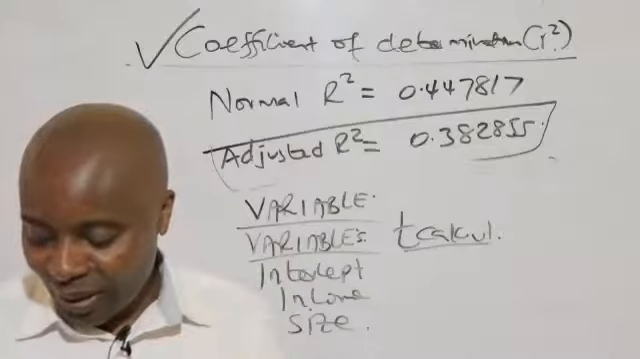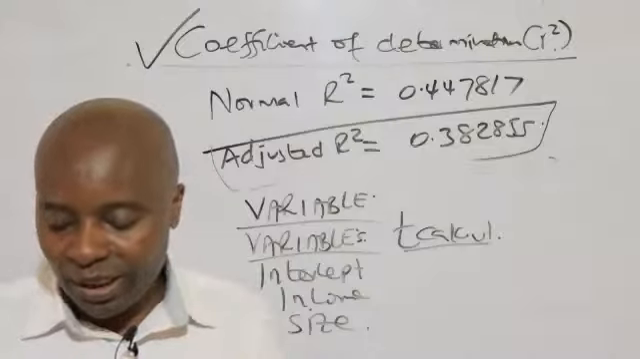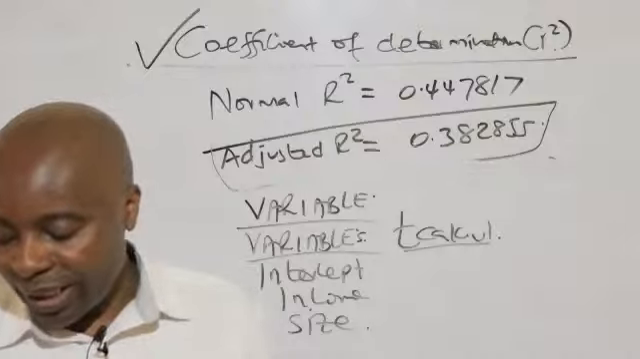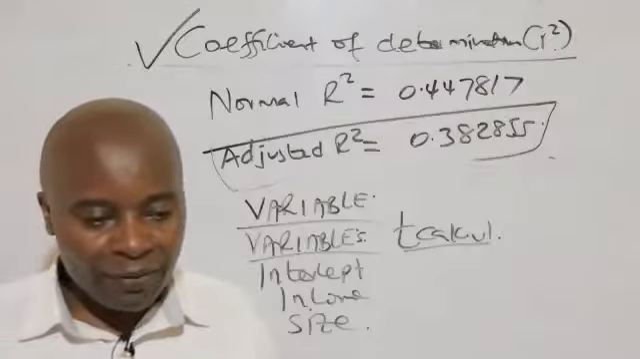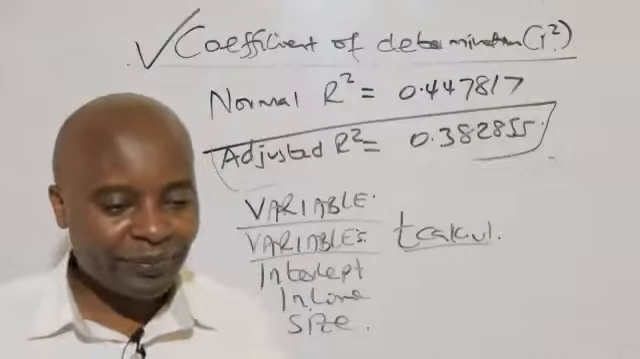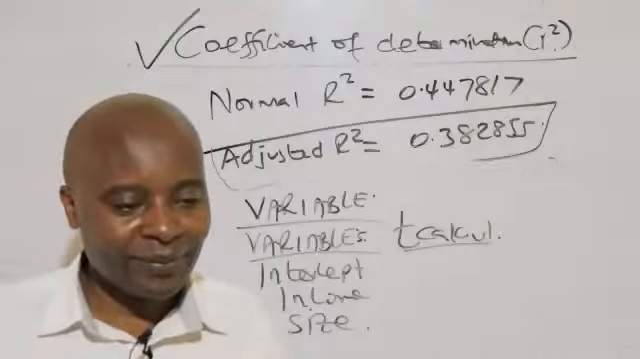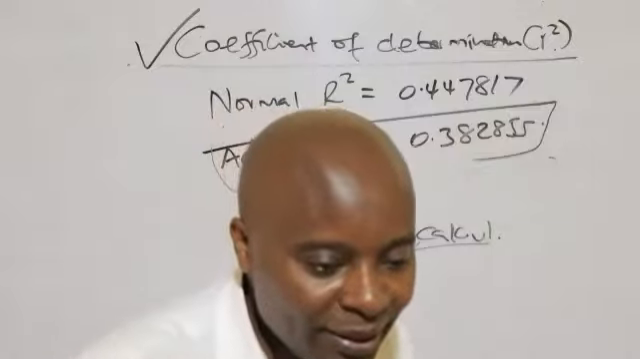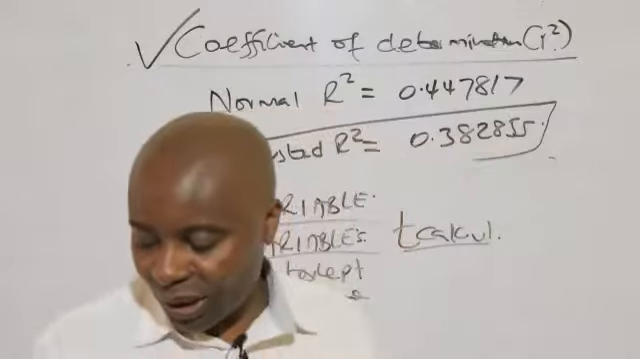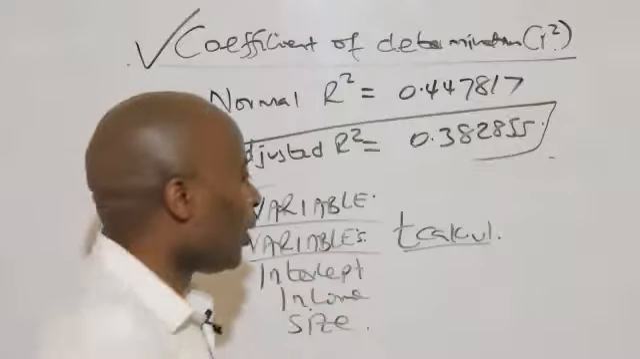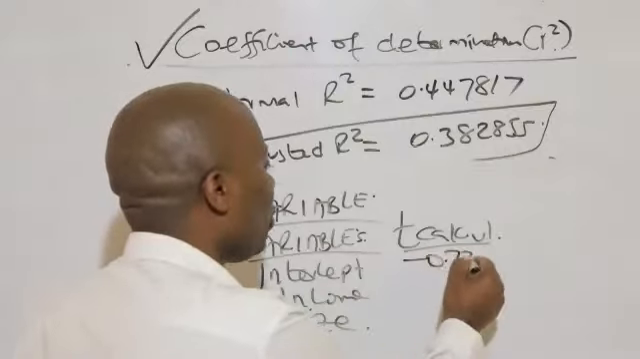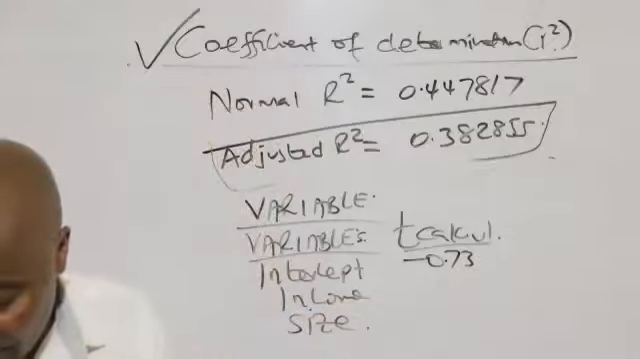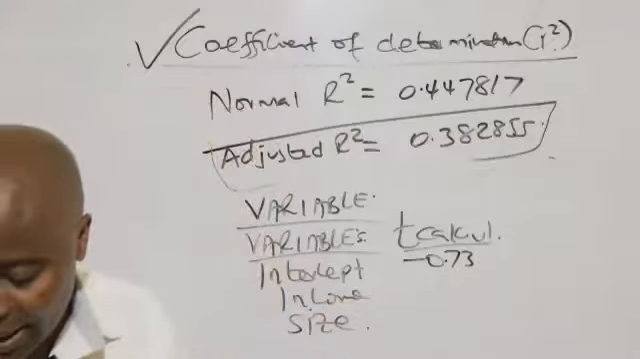The T calculated. Is there someone who is able to see the intercept of negative 4.099 divided by the corresponding standard error of 5.5 something? Yeah, they're giving me a figure of minus 0.73. Thank you very much. The T calculated is minus 0.73. How about income? You can copy the figures given there. The one of income, I can see 3.14.